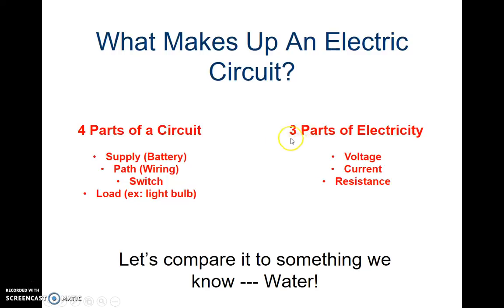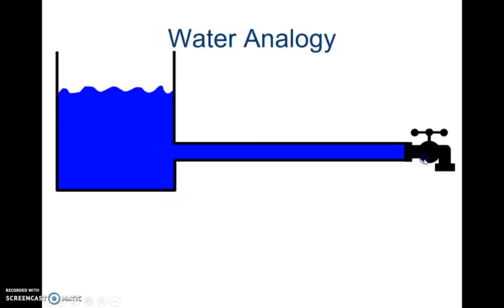There's also these three parts of electricity: voltage, current, and resistance. And we're going to learn about these specifically today, but we're going to have to know these things in order to really take a closer look at these.